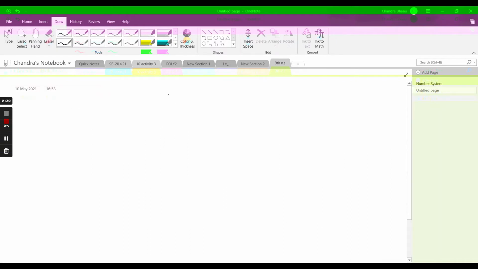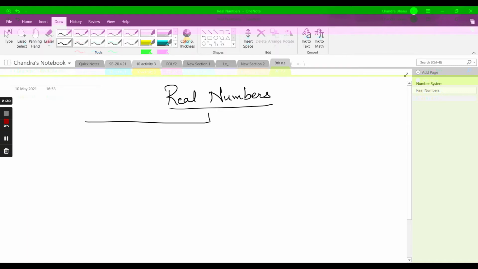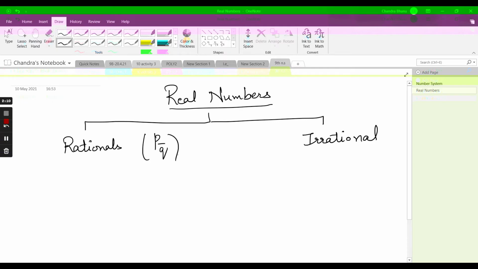So there exists a real number world. Real numbers exist in our world, which are not imaginary. Real numbers basically have two categories. One is rationals and the other is irrationals. They are totally different categories. Anything which is rational cannot be irrational, and anything which is irrational cannot be rational. So my rationals are of the form p by q and my irrationals are of the form root.